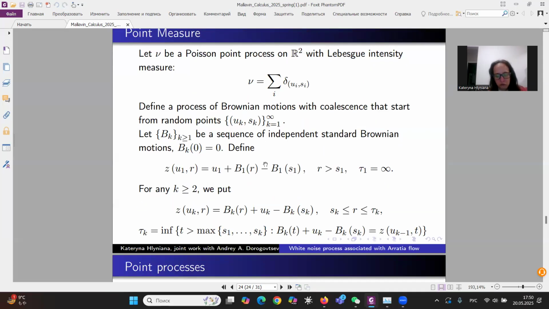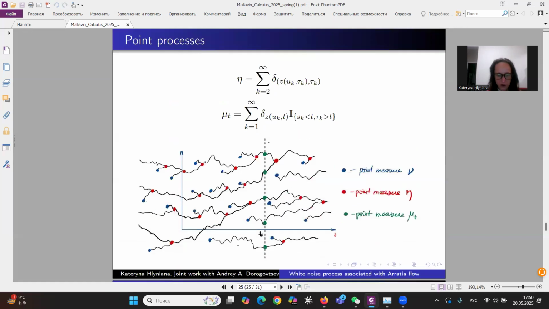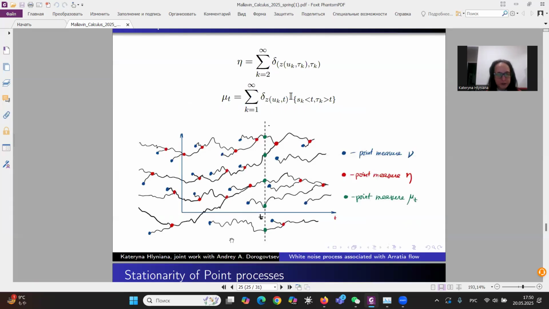So here, just write that we want to build a model of Brownian motions with coalescence that starts from a Poisson point measure. On this picture, blue dots represent a Poisson point measure of starting points. It is random, but because of independence of Brownian motion, we can assume it is independent of the coalescent Brownian flow.